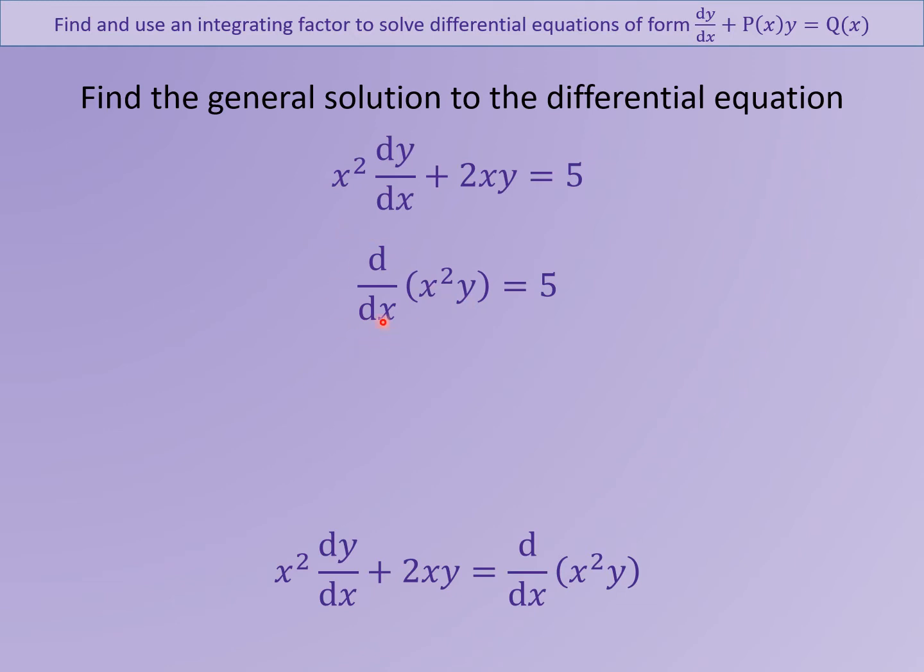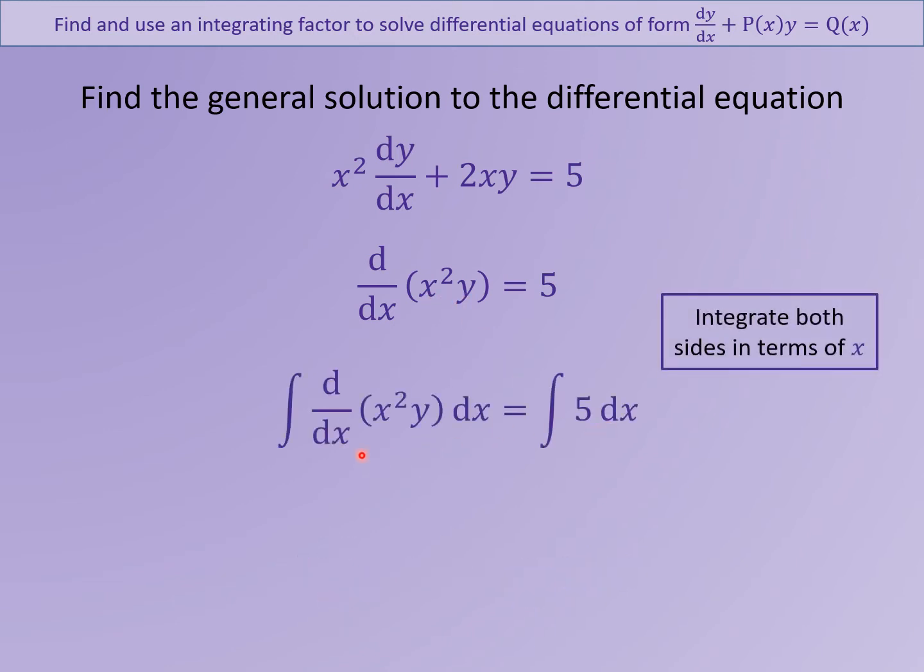Now, because I can write this as the differentiation of x squared y, all I need to do now is just integrate both sides in terms of x. If I differentiate it and then integrate it, I should end up with just that bit in there. So I'm going to integrate both sides in terms of x. Done that. Done that. This is really easy, because it's differentiate x squared y and then integrate that result means they cancel out, like I just said. So I've got x squared y just there.